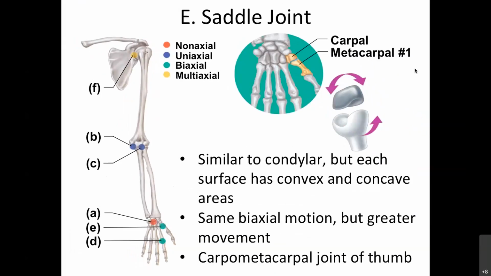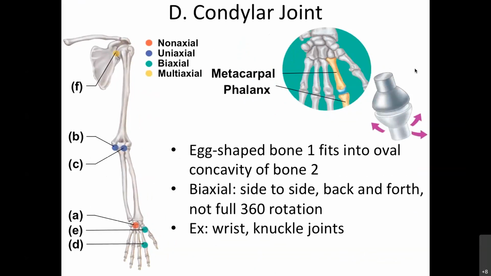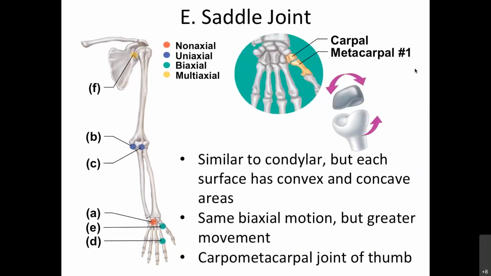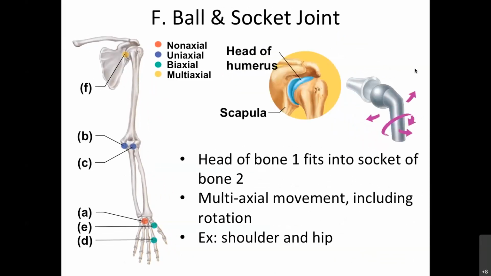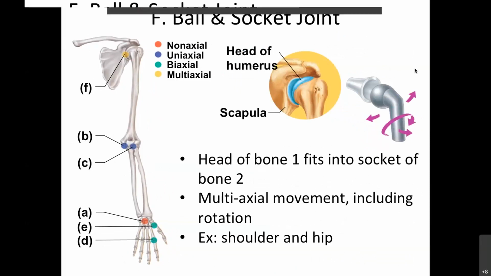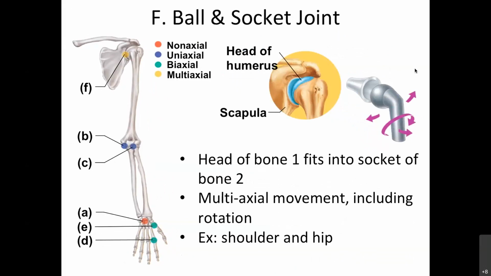However, you can get a little bit bigger of a circle in the saddle joint with our thumbs. So whereas our fingers move with a condylar joint, our thumbs have a little bit more movement with that saddle joint. So the carpal metacarpal joint of our thumb is a saddle joint. And the most movement comes from the ball and socket. So these are our hips and shoulders. They can move multi-axial all directions because of the shape of that joint. Okay.